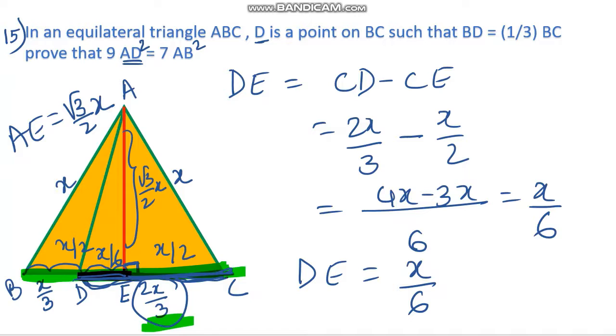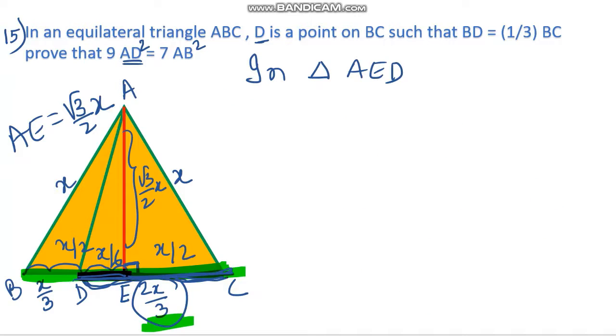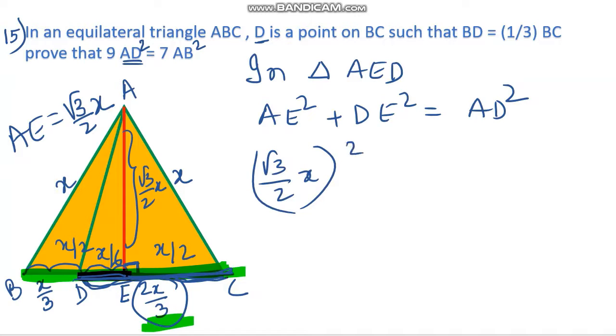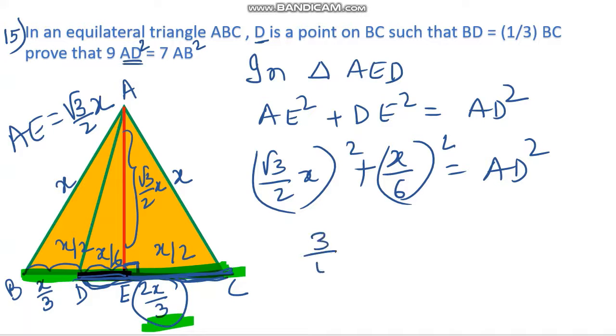Now let us apply Pythagoras theorem on triangle AED. In triangle AED we have AE square plus DE square equal to AD square. Now what is your AE? Root 3 by 2 x. So root 3 by 2 x whole square plus what is your DE? Just now we have calculated x by 6. So x by 6 whole square will give you AD square. Now see, root 3 by 2 x whole square means you will get 3 by 4 x square, plus x square by 36 equal to AD square.